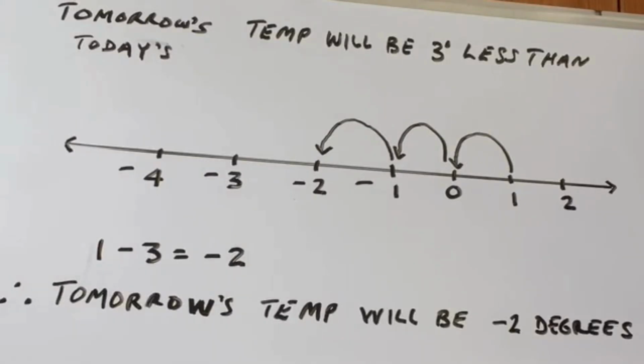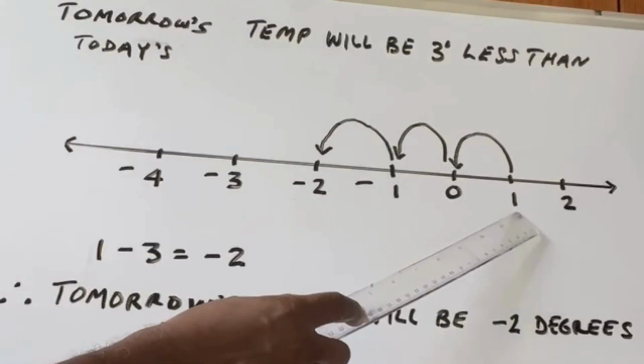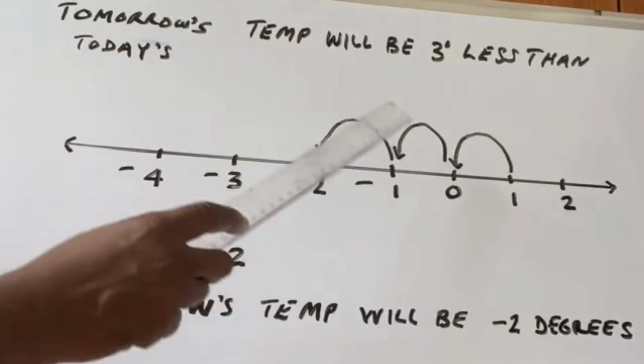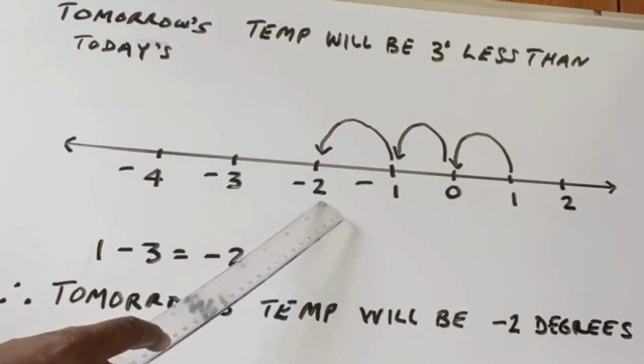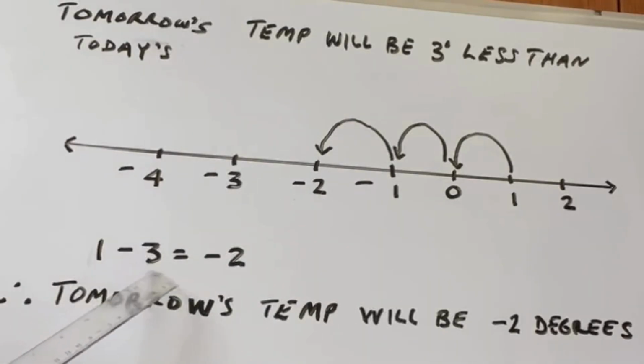We can now go to our number line, starting with today's temperature of 1 degree, moving 3 places to our left since tomorrow's temperature will be 3 degrees less. That takes us to -2. 1 minus 3 is equal to -2. Therefore, we can confidently say that tomorrow's temperature will be -2 degrees.